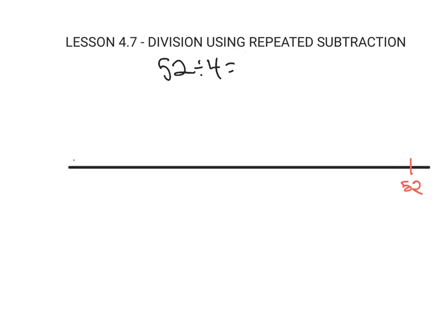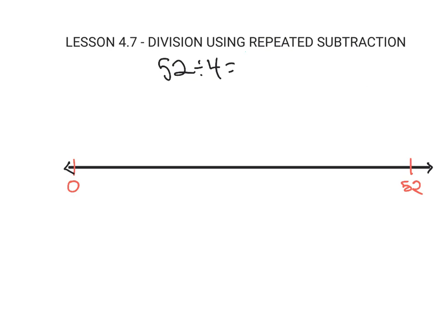And I'm going to go all the way down to 0. Oh, sorry, I forgot to put my little arrows on there. Okay, perfect. There's my number line. So if I'm starting at 52 and I'm going to use repeated subtraction, all that's going to look like is this, 52 minus 4. And I'm going to do that until I get down to 0 or something less than 4, and I can't subtract from 4 anymore.